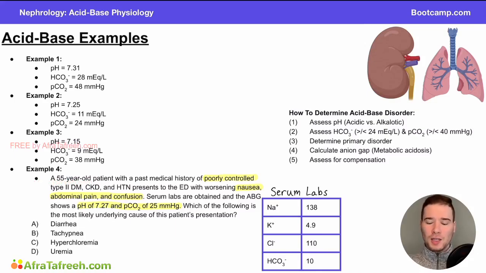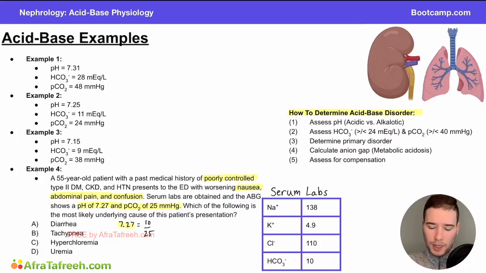So finally, the question says, which of the following is the most likely underlying cause of the patient's presentation? And we're given 4 options: diarrhea, tachypnea, hyperchloremia, and uremia. So the question is, how are we going to go through this? Well, I think we should start with the steps that we've talked about, which is how to determine an acid-base disorder.